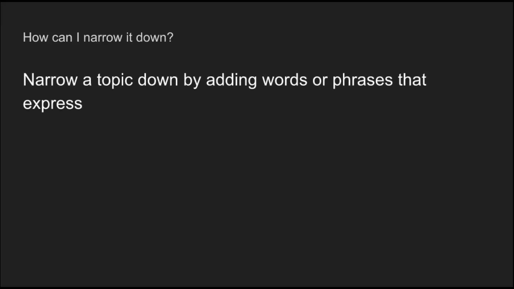Okay, so how can I then narrow it down? Well, narrow a topic down by adding words or phrases that express 2 things. You can narrow it down by expressing actions and relationships. So you've got to think about how your topic is related to things and talk about how it's related to things. Or if your topic does something, you need to talk about how it does something, or preferably both. Okay.